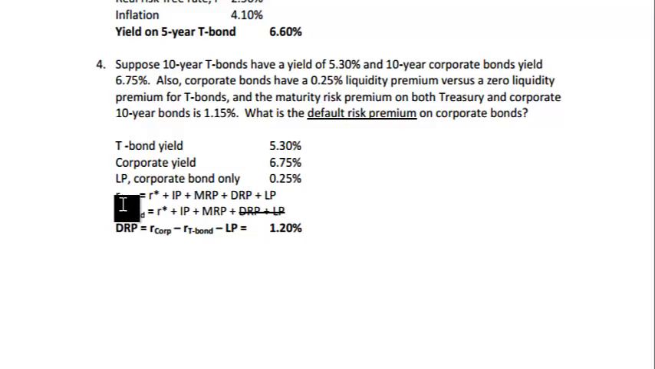see the difference of those two bond yields is 1.45%. So we have 1.45% is the difference, right? The return on the corporate minus the return on the treasury, minus our liquidity premium, which is 25 basis points, and that would suggest the remainder, the default risk premium, is 1.2%.